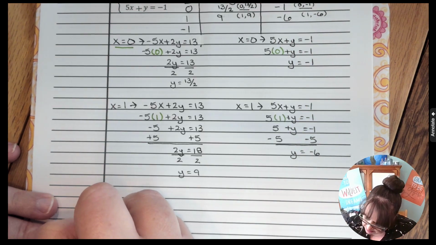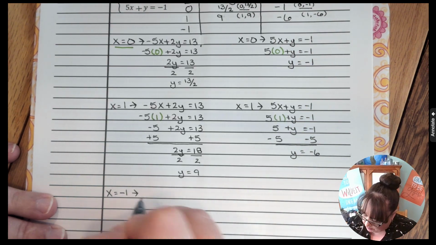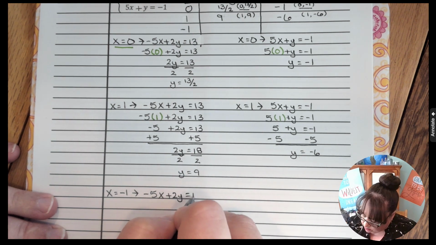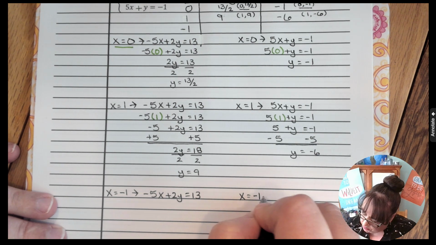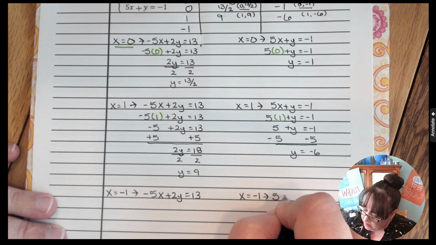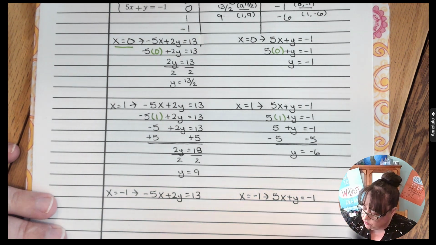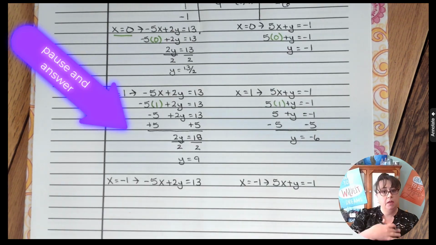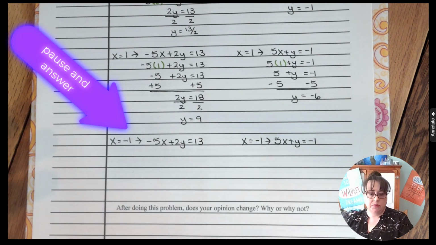So let's let x equal -1, and let's put it into -5x plus 2y equals 13. And let's also put it into the second equation, 5x plus y equals -1. So why don't you go do that and then come on back and let's see what you have for answers.